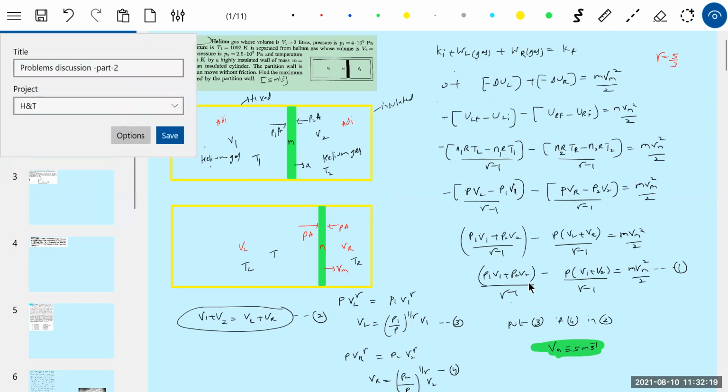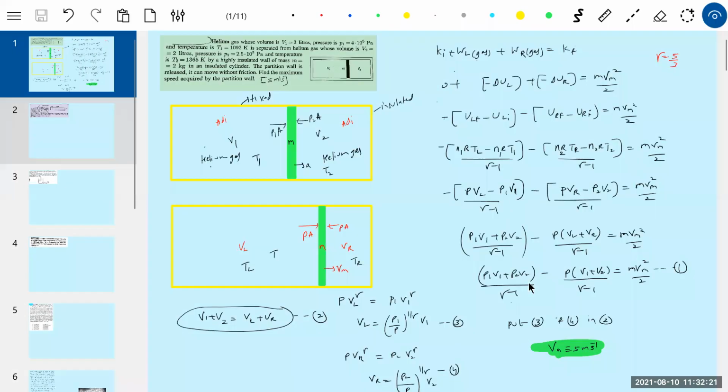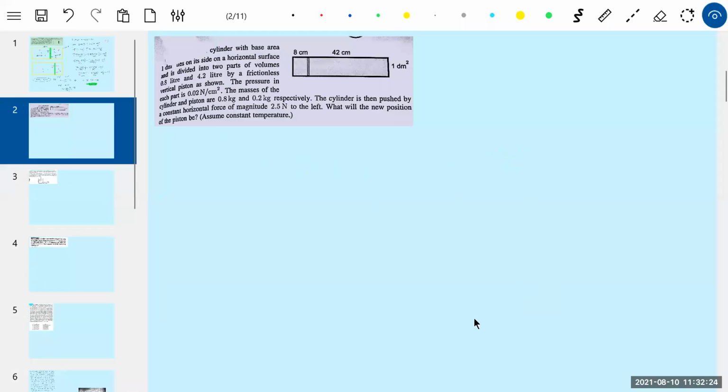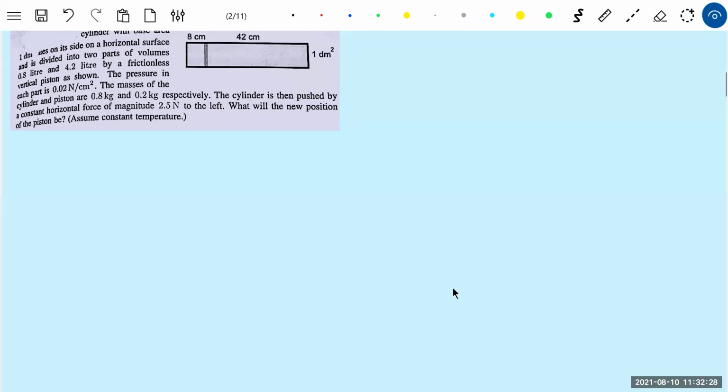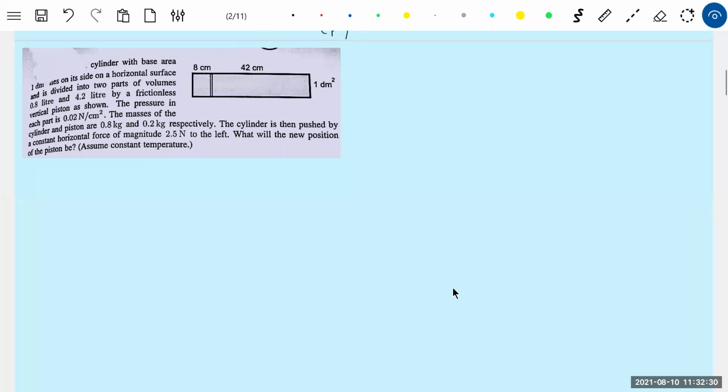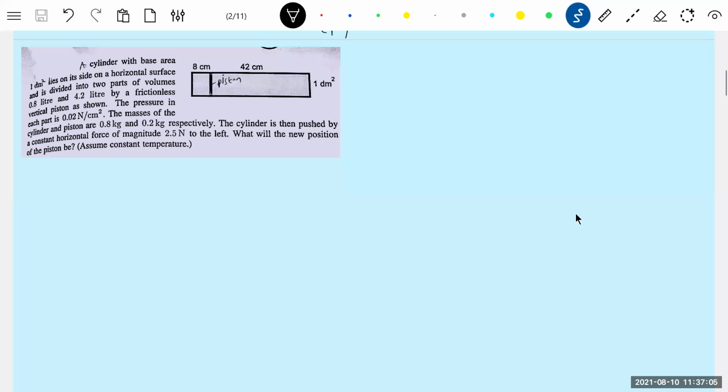I'll move to the next part of the question. Read this one. Very few problems we have where in thermodynamics the container will be accelerating. Hope everyone has read the question. Okay, directly I'll go for solving this.